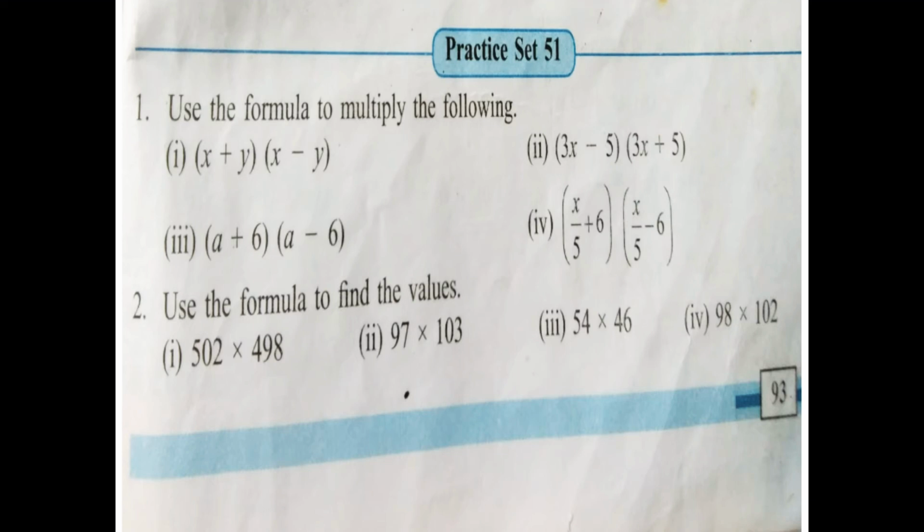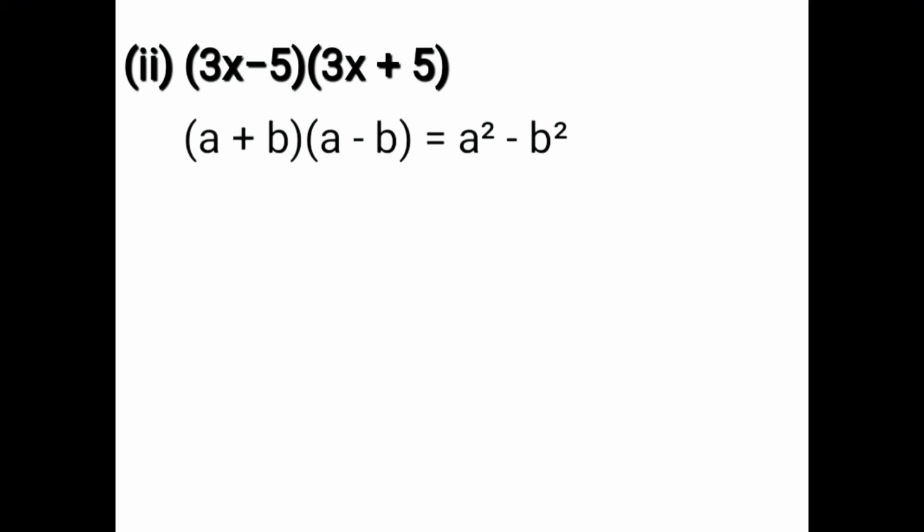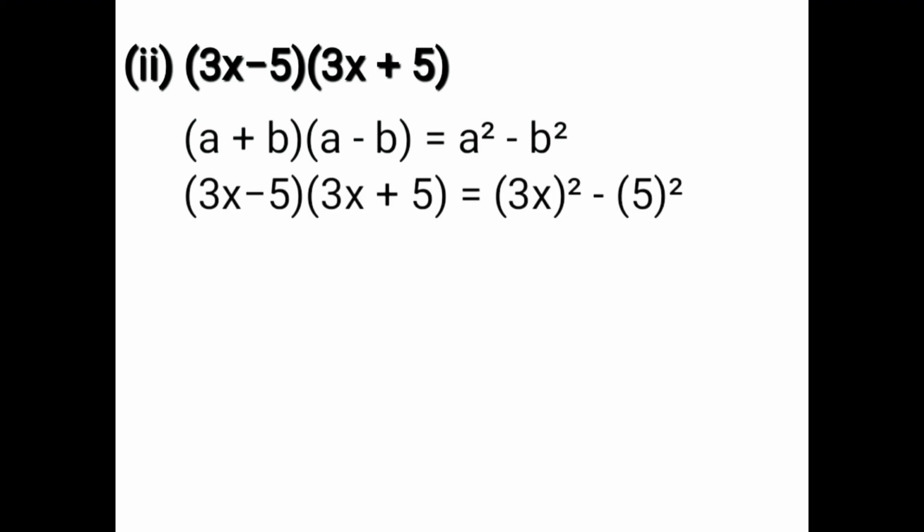Next, (3x - 5)(3x + 5). (a + b)(a - b) is equal to a² - b². Write the given question again and write in this form. Which number is on the a side and which number is on the b side, you have to understand that, students. (3x - 5)(3x + 5) is equal to (3x)² - 5². You have to solve this part now. So this is not the final answer. That is equal to 9x² - 25.